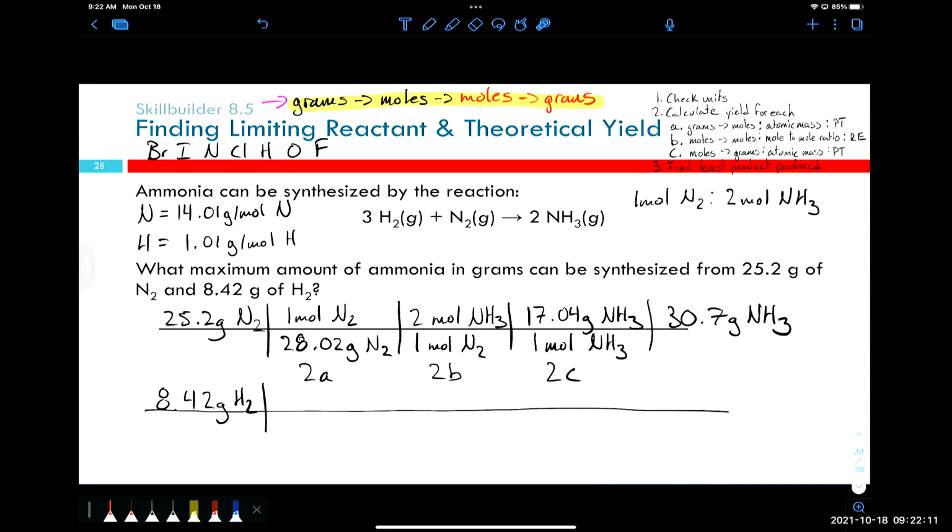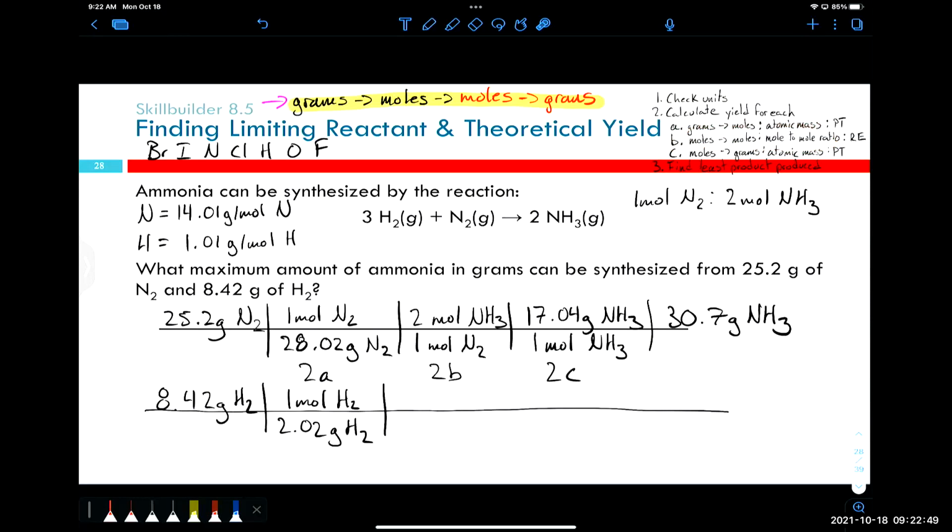Okay, so similar thing here, right? Hydrogen is again one of our diatomics, very conveniently written out here correctly for us. So we're going to have 2 hydrogen atoms. So we'll take our 1.01 and multiply by 2. And that will give us 2.02 grams of hydrogen for every 1 mole hydrogen. Right, so that's 2A. Now 2B is to go from moles to moles.